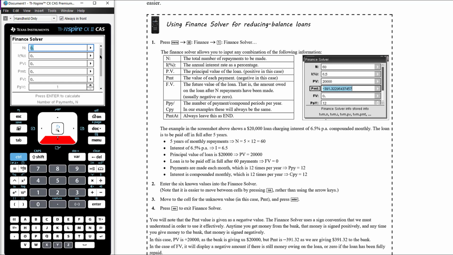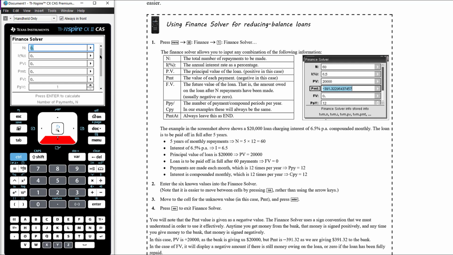So if we have a look at the example that you can see in the screenshot above, it shows a $20,000 loan. So the present value, or the principal value, is $20,000, charging 6.5% interest compounded monthly, and the loan is being paid off over 5 years. So 5 years of monthly repayments, 5 times 12 is 60. So that's why N is 60. Interest rate, I, is 6.5. Present value or principal value is $20,000, and the payment is what's being calculated.